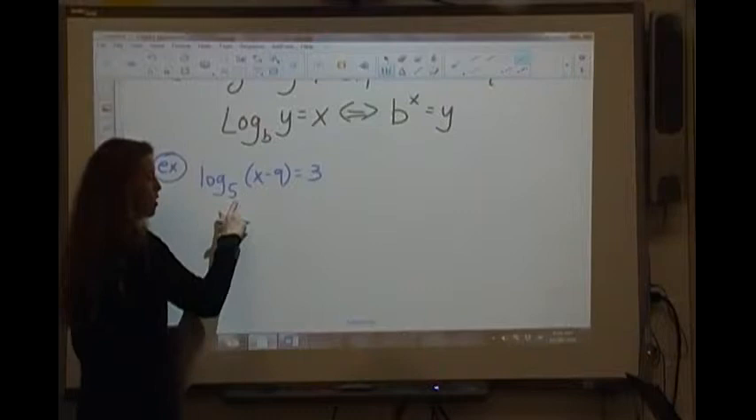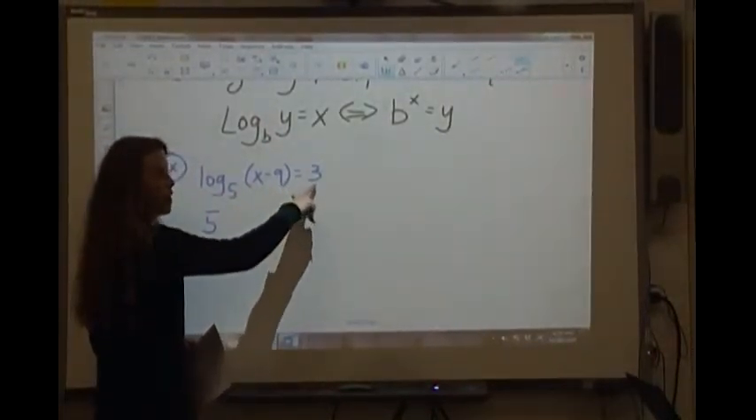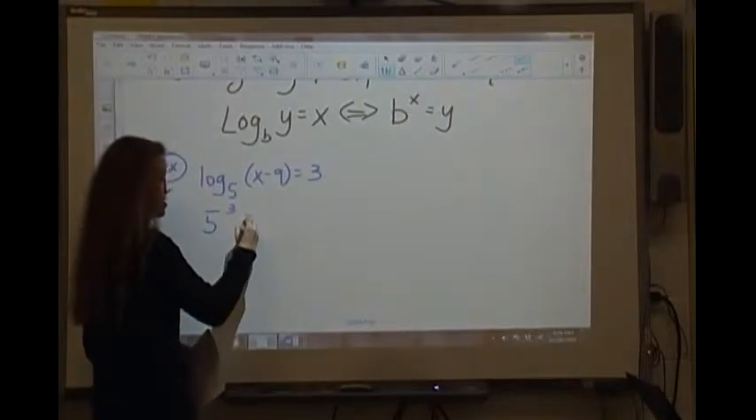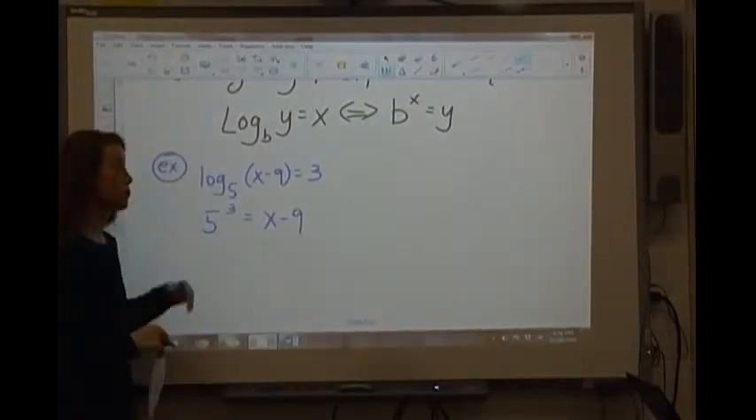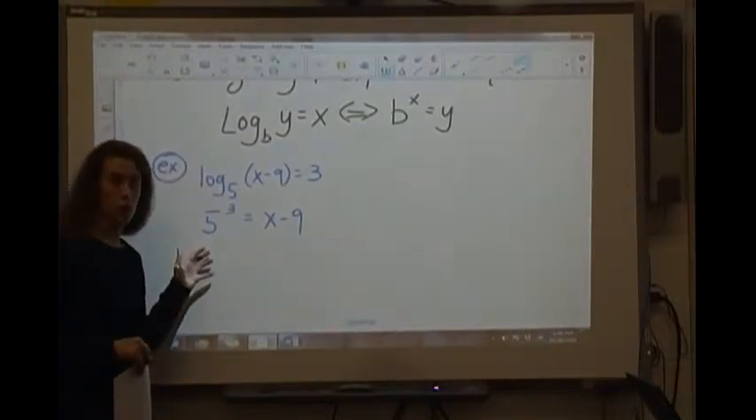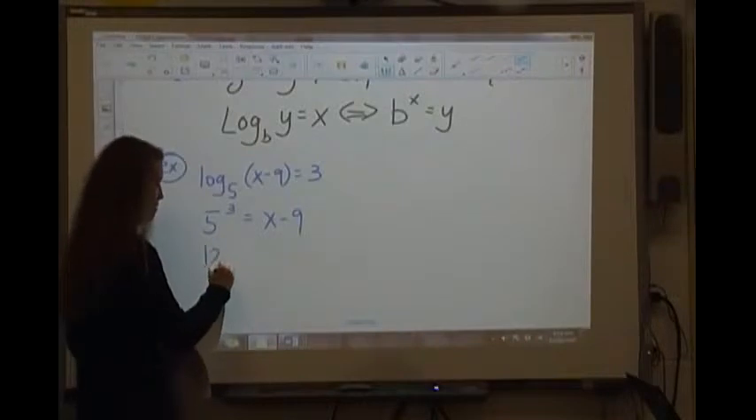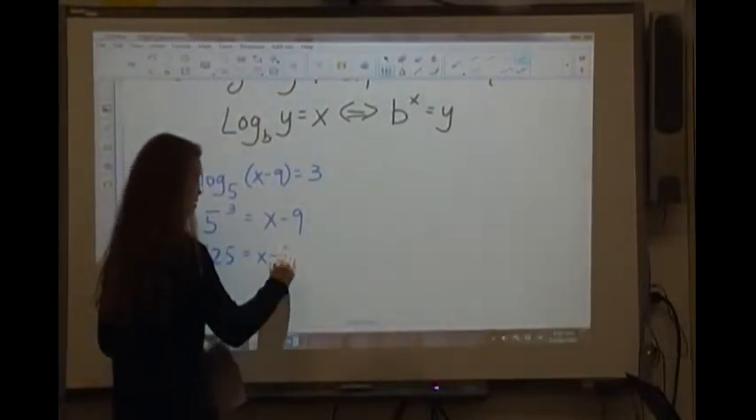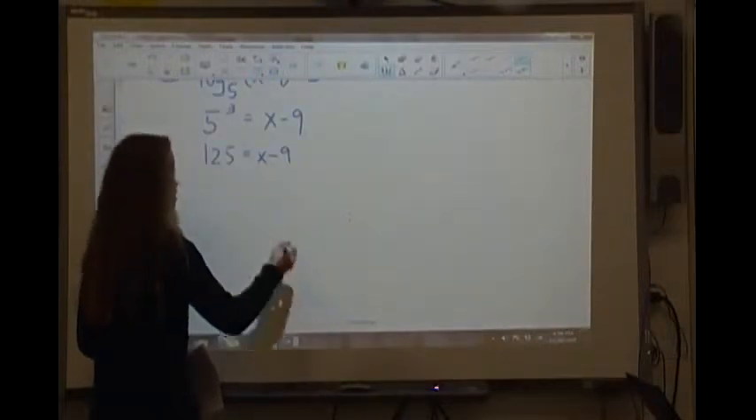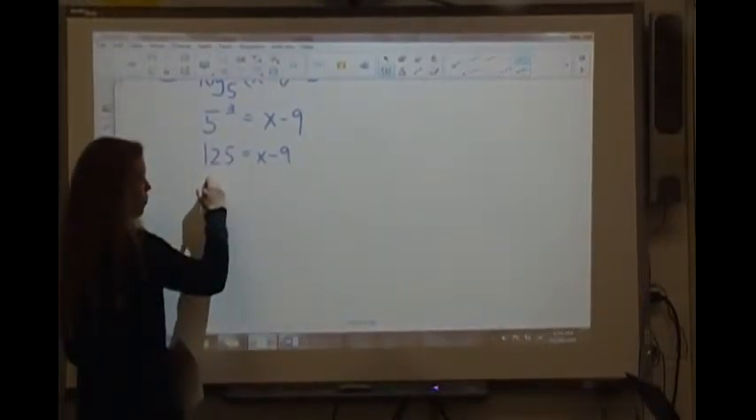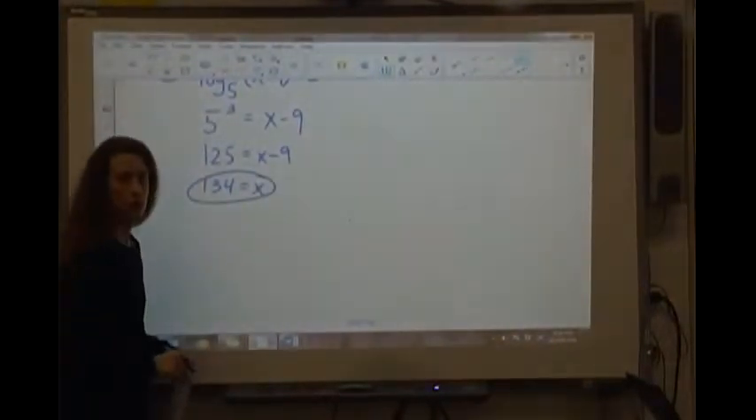So we're going to take our base of 5, because this is a log base 5. Logs are equal to exponents, so our exponent is 3, and that's equal to what's left over, which is x minus 9. So we've switched this log equation into exponential form, and now we can solve. 5 to the third power is 125. Set that equal to x minus 9, add 9 over, and so I get 134 is equal to x. So that's it.